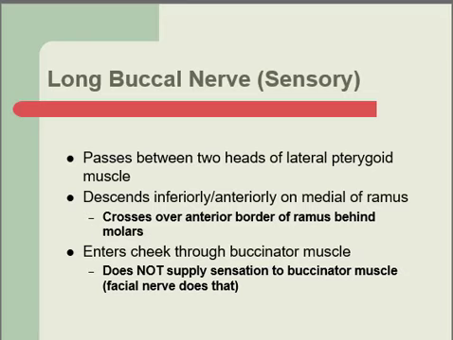and anteriorly on the medial of the ramus. What does that mean? It just means it goes down and forward, crosses over the anterior border of the ramus behind the molars, basically where the retromolar pad is. And then it enters the cheek through the buccinator muscle. Now, it doesn't supply sensation to the buccinator muscle. The facial nerve, cranial nerve number 7, does that. So what am I talking about here?